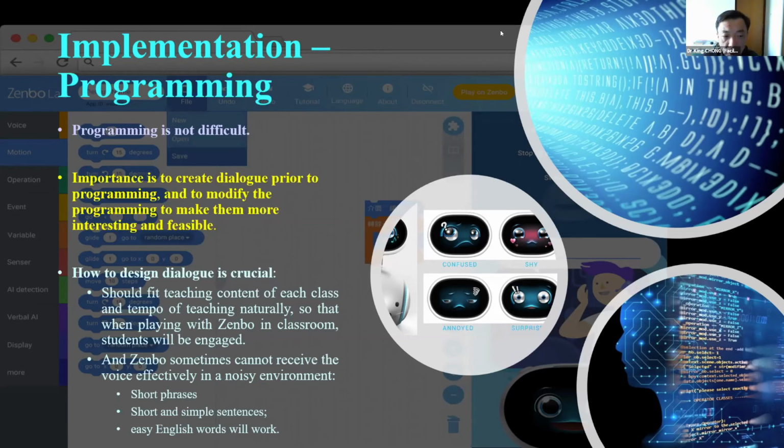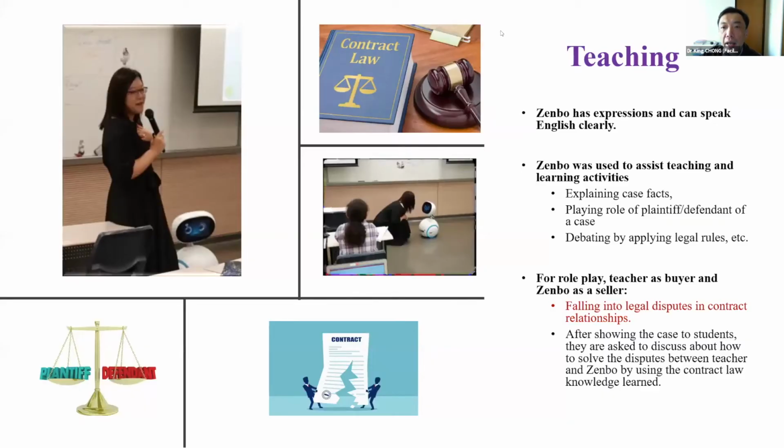And we also need to recognize the limitation of Zambo, because Zambo cannot receive voice effectively in a noisy environment. Sometimes the classroom could be noisy because students may be very happy or the surrounding environment may be noisy. So we need to keep the phrases short and simple, in easy English. So those are some tips for using Zambo. And then you can see, in terms of teaching, Zambo has expressions and can speak English clearly. So Zambo was used to assist the teaching and learning activity.